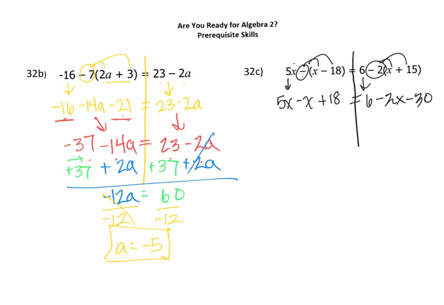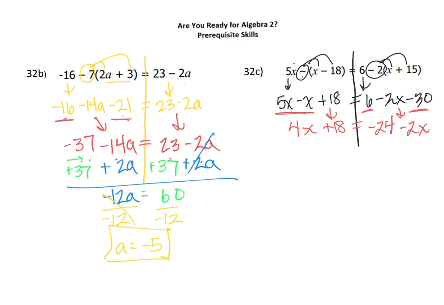So if you can look, I have 3 terms on both sides. That means there's like terms to combine within each side. My like terms on the left are 5x minus 1x, which is 4x. Bring down plus 18 equals, on the right side here, my like terms are the constants. 6 minus 30 is negative 24, and I'm bringing down negative 2x.